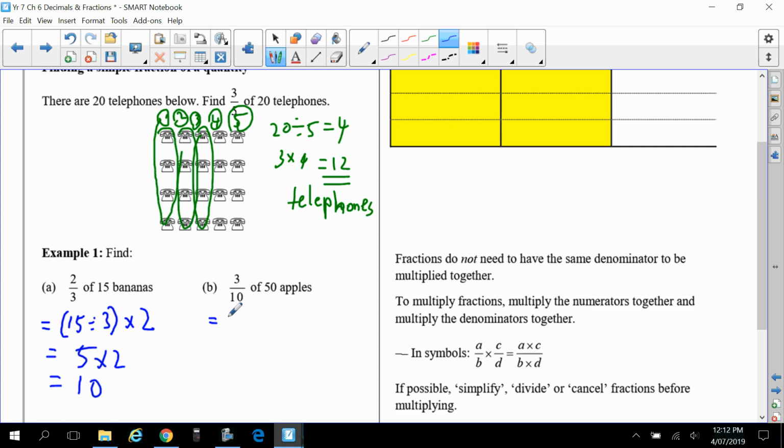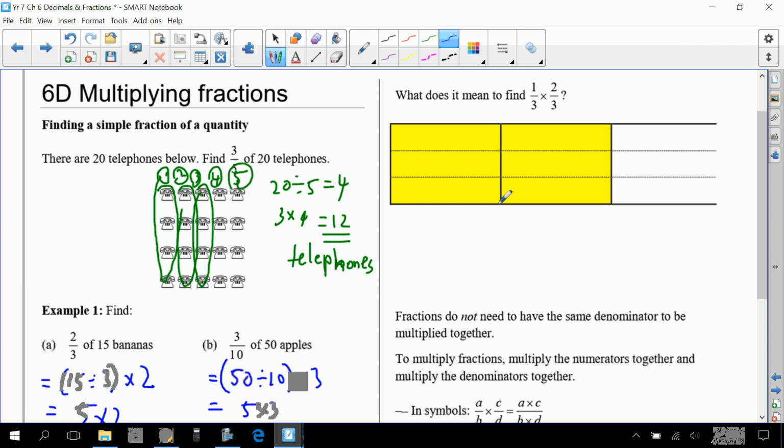Next one, same thing, 50 divided by 10, times by 3, 5 times 3 is 15. Pretty straightforward. All right, that's a fraction of a quantity. You can understand it visually. What if you times a fraction by a fraction? That's a bit hard to visualize. So what I'm going to show you, again in the textbook, is how to visualize the multiplication of 2 fractions. That's one way to interpret it. There are other ways. So let's see how that works.